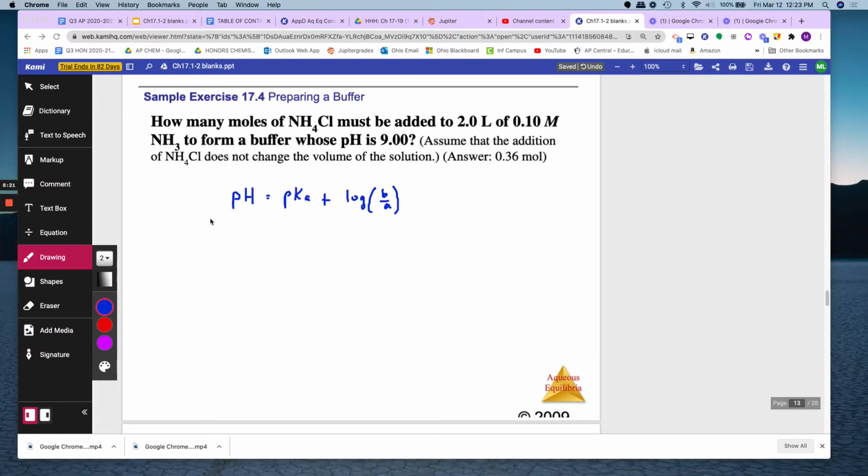Okay, so this one's a little bit different. It says how many moles of NH4Cl? So again, this is a minus, that's a plus. I'm going to ignore the Cl minus. Must be added to, so NH4 plus would be the acid or the base. NH3 is the conjugate. These are conjugate pairs. So the one with the extra H plus is the acid, so that's going to go in the bottom. Yeah, the base would be NH3.